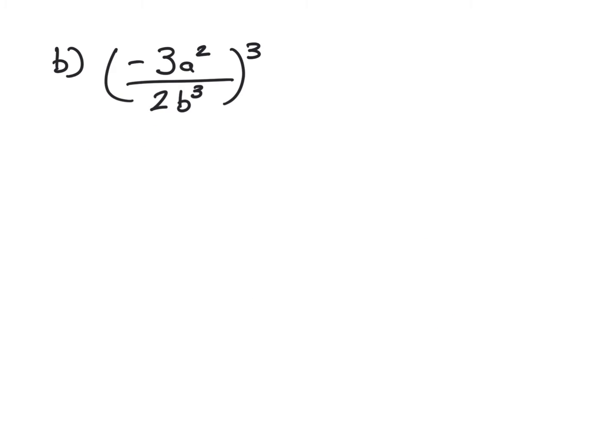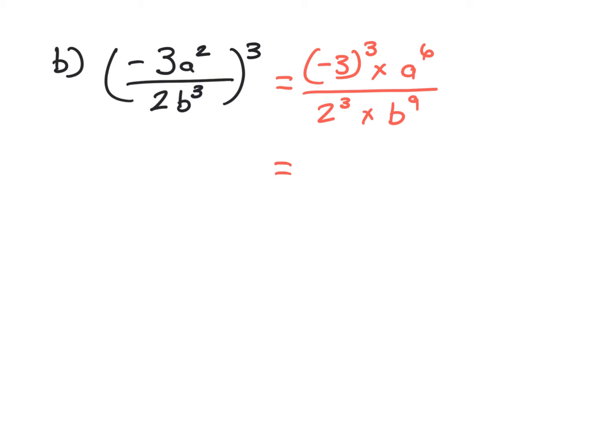Right, how about giving B a go? Put the video on pause and come back when you're ready. Alright, well, what we'll have here is on the top, our numerator is going to be minus 3, raised to the power of 3, multiplied by a, and 2 times 3 will give us 6, all over our denominator, which is going to be 2 to the power of 3 multiplied by b to the power of 3, so 3 3s are 9.